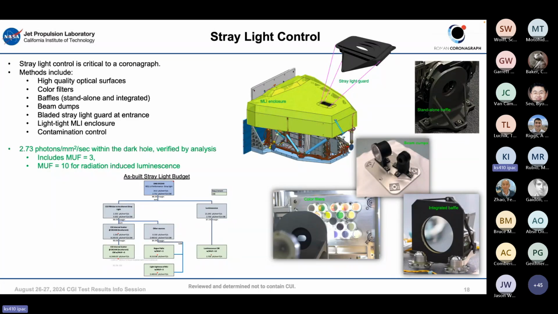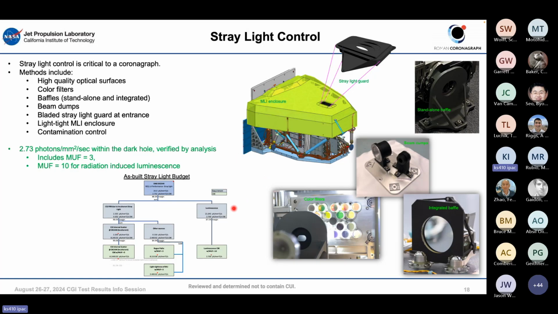Okay, so for stray light control, we had a number of things to help control that. We use really high quality optical surfaces, color filters to cut out out-of-band light, and baffles, both standalone and integrated. We have a bladed stray light guard at the entrance with 3 blades there to help control any scattered light coming from outside the instrument. We have a light-tight MLI enclosure, and we have continued contamination control monitoring throughout the INT process.